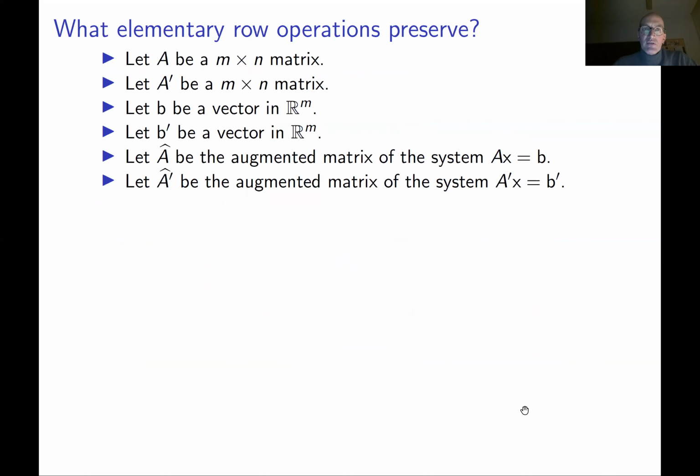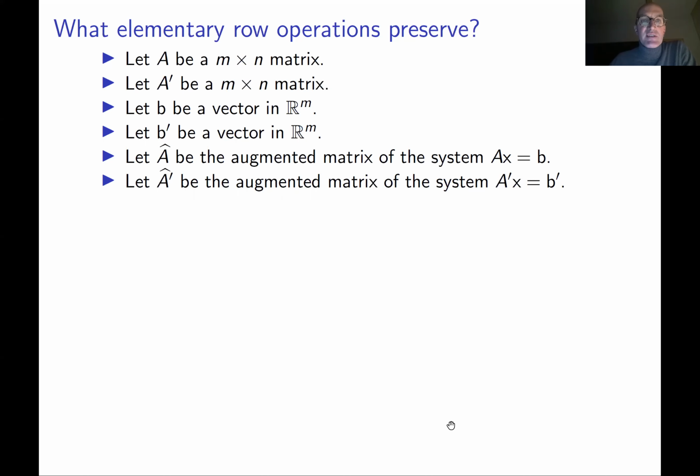Now a philosophical, theoretical question. What do these elementary row operations preserve? Of course, they are designed in such a way that they preserve the space of solutions. Your solutions should be the same, because otherwise it's useless to use them. The goal of using elementary row operations is basically to transform your original system of linear equations into a much simpler one, such that you can easily solve. But of course, your goal is to solve the original system. So the set of solutions should be the same.